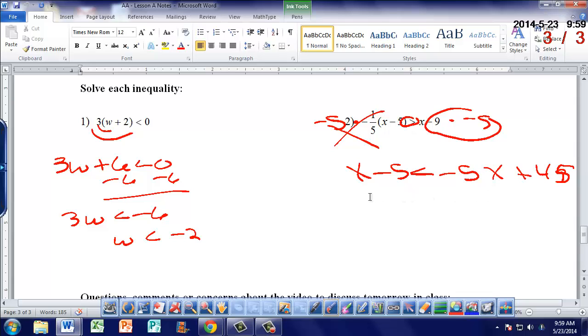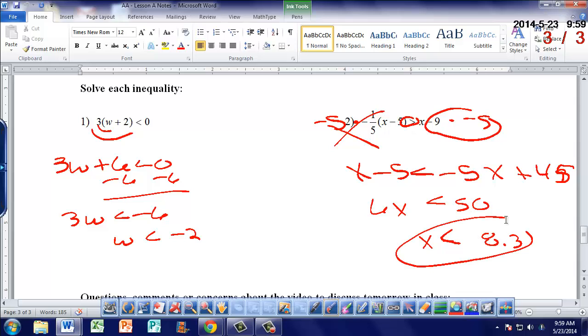Then I go ahead and solve. I'm going to add 5x to both sides. I'm going to add 5 to both sides. And I get 6x is less than 50. You can write it as 25/3 or 8.3.